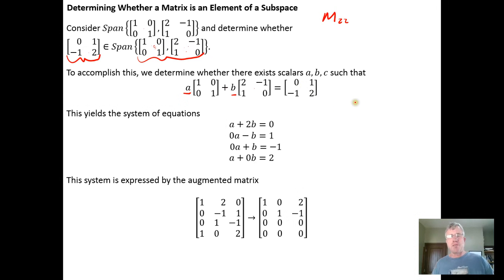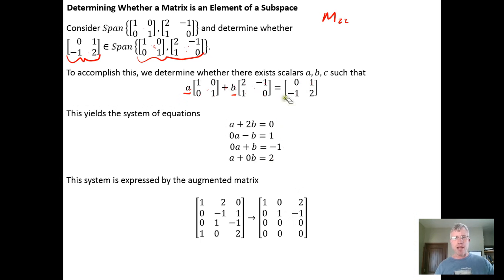This is just a matter of constructing the system of equations that goes with this linear combination. A times 1 plus B times 2 equals 0. That gives an equation here. A times 0 plus B times negative 1 needs to equal 1. That gives a second equation. A times 0 plus B times 1 equals negative 1 gives an equation here. And A times 1 plus B times 0 equals 2 gives an equation right here.